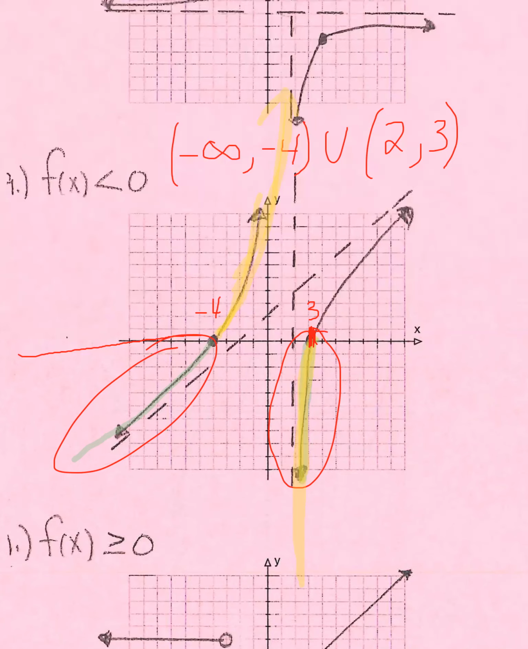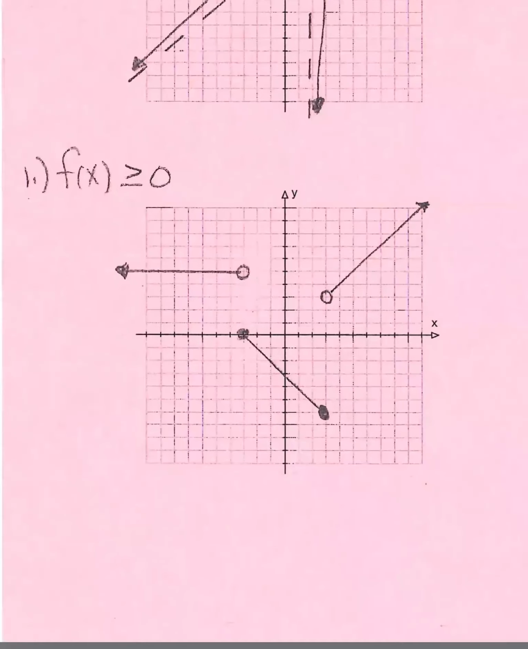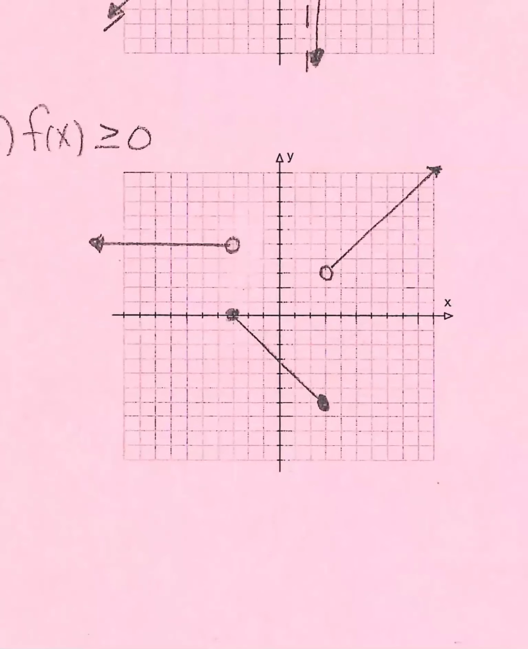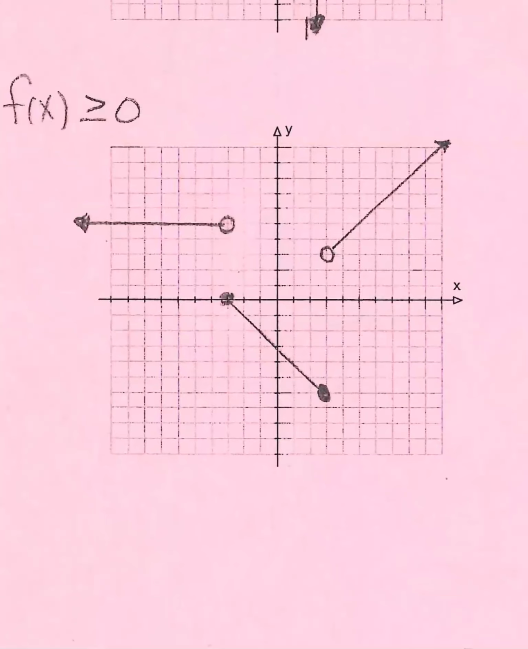Do you want to do one more? Okay, I'll do 11. Why not? So let's take a look at 11 here. I know it looks like number 1, but it's really 11. It just got cut off. So where is my function greater than or equal to 0? Let's start by highlighting where that even happens. Greater than or equal to 0.